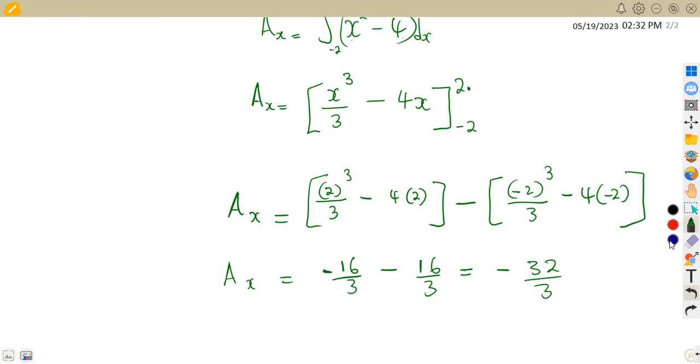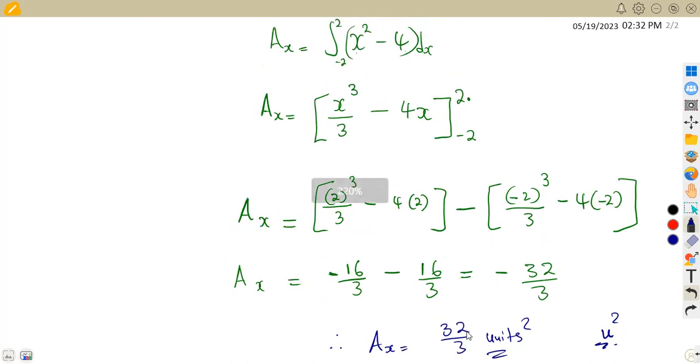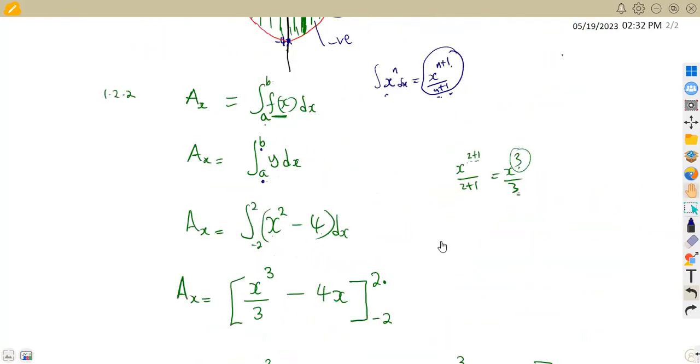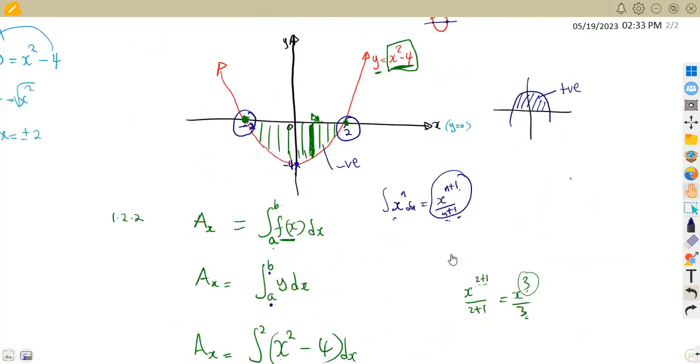But take note, area is always positive. So therefore, our area is going to be 32 over 3 square units. Area is measured in square units, or you can just write this as u squared. So you take the positive answer. The negative is just because the region is below the x-axis.